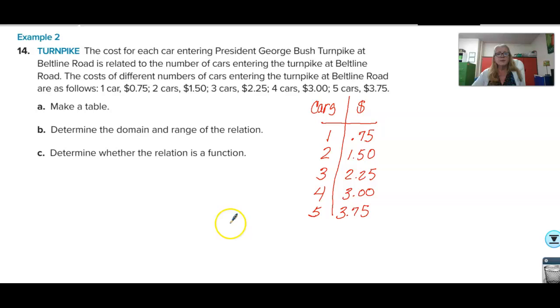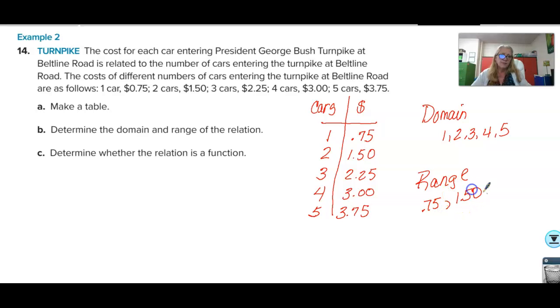Determine the domain and the range. Domain is your x values. The domain is 1, 2, 3, 4, and 5. Range is your y values: 75 cents, $1.50, $2.25, $3, and $3.75. Determine whether or not it's a function. There are no duplicates in the x column, so this is a function.